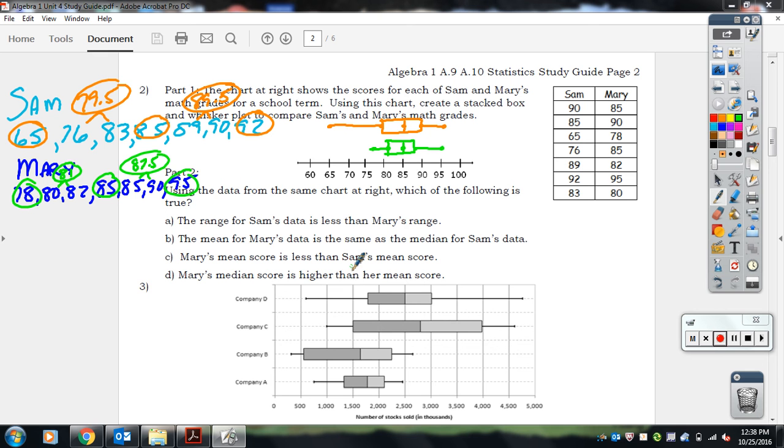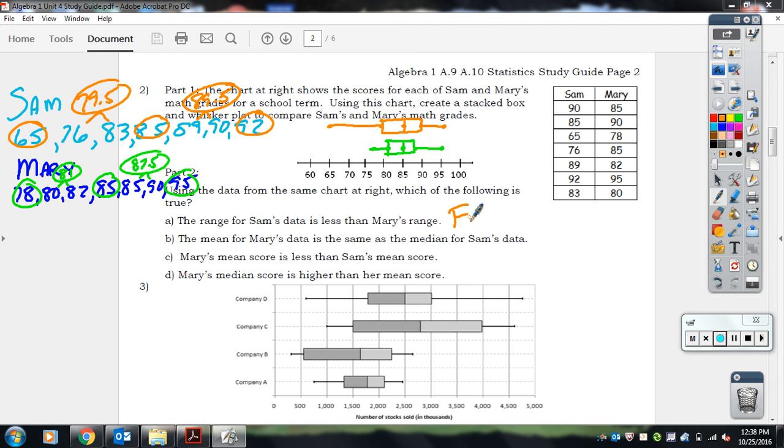Part 2. Let's answer these questions down here. Sam's range is less than Mary's range. Well, Sam's is clearly more spread out, and they start at the same spot, so I can subtract to find it out. That would be false.